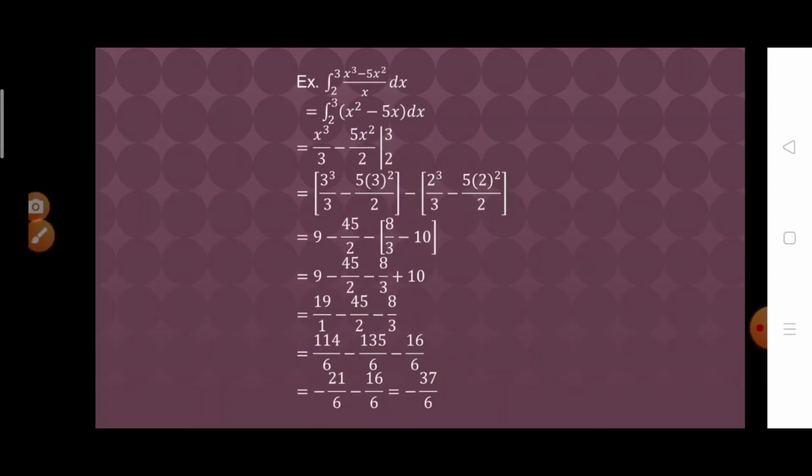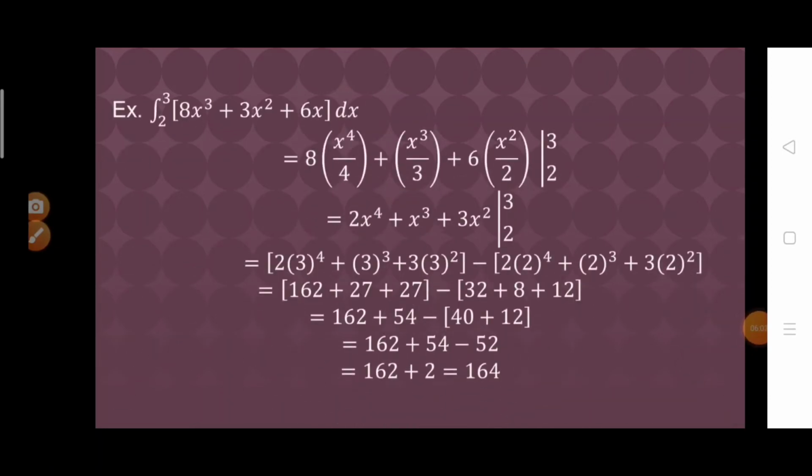Did you get it, class? So we have another example. Let us find the antiderivative of the quantity 8x cubed plus 3x squared plus 6x dx evaluated from 2 to 3.